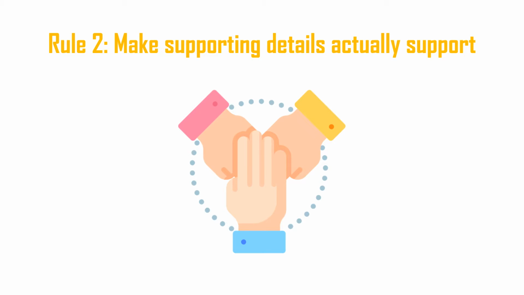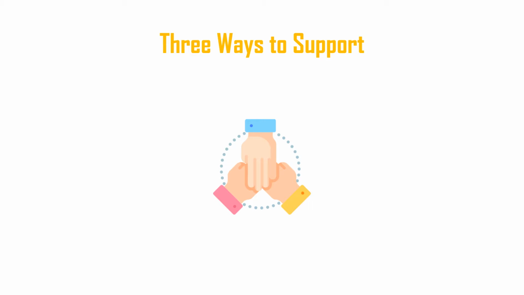The second rule of great academic writing is make supporting details actually support the main idea of the paragraph. Supporting details can support the topic sentence in one of three ways: by clarifying, by proving, and by developing. A paragraph may have one or more different types of supporting details. We're now going to look at each of these types in detail.